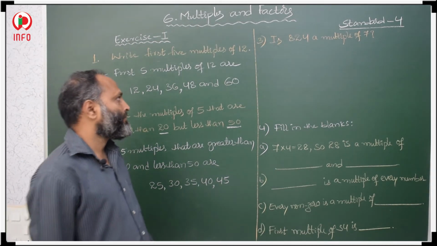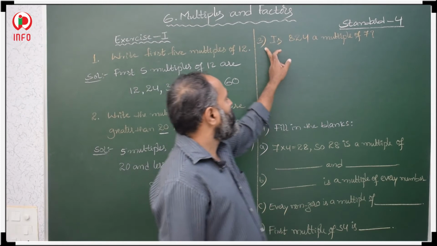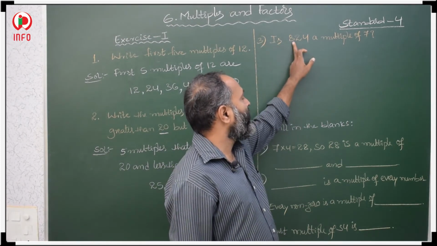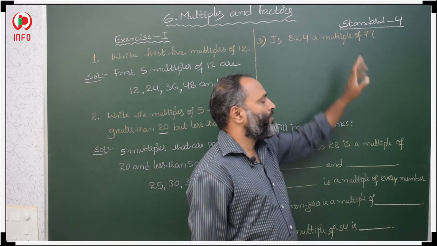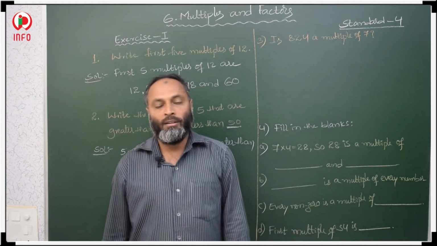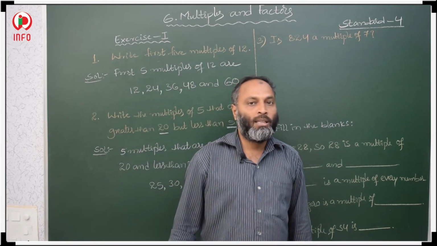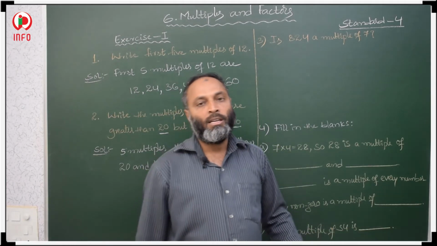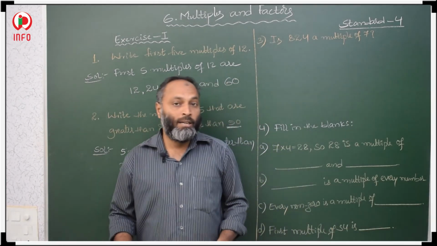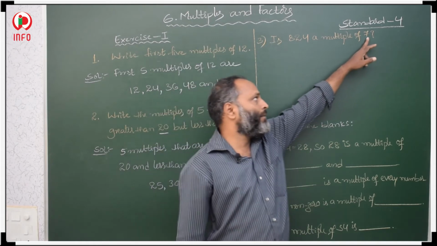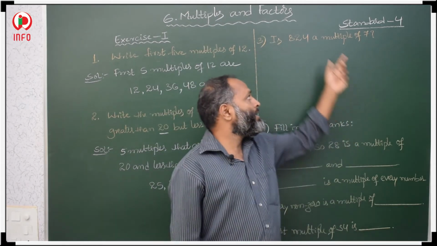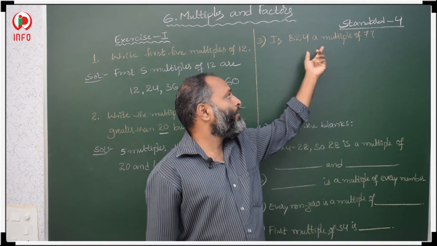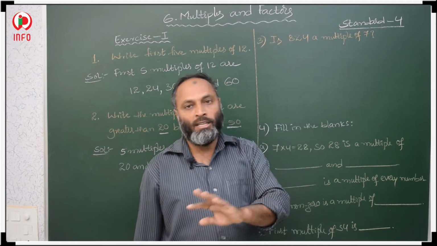Next, third question, is 824 a multiple of 7? This similar question we did in the example. How to say that the given number is a multiple of the given number, 7, 8, whatever. If a number is exactly divided by the divisor, here divided by 7, then it is a multiple. 824 is a multiple of 7, otherwise it is not a multiple.